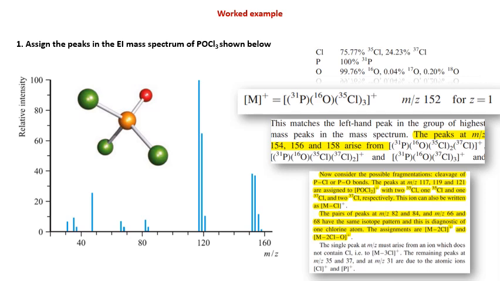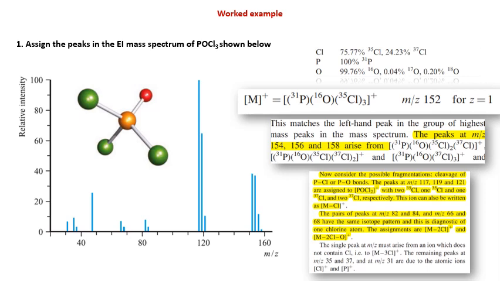mass of phosphorus, oxygen and 35 chlorine, you will see that m by z will come out to be 152, for z equal to 1. Of course, for the molecular ion peak here, the charge is 1, that is why you are getting the whole mass. The m by z value is 152. You put the 31, 16 and 35 into 3, you will get m by z equal to 152.